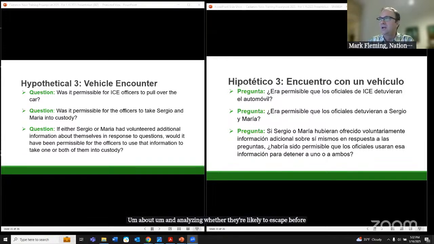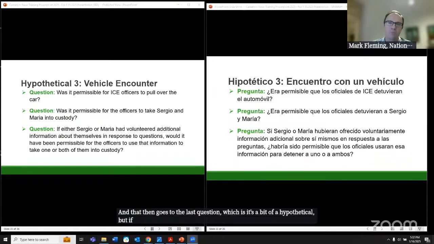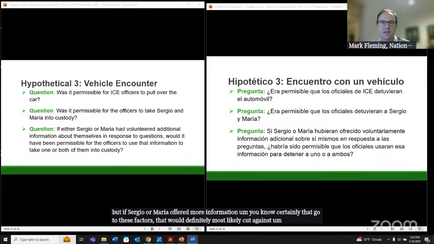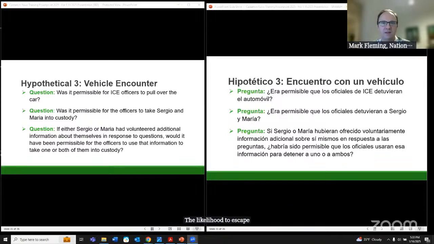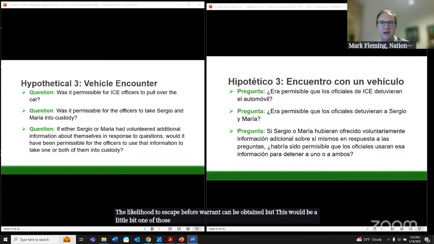And that then goes to the last question, which is, it's a bit of a hypothetical, but if Sergio or Maria offered more information, certainly that goes to these factors, that would most likely cut against the likelihood to escape before a warrant can be obtained. But this would be one of those that we would have to decide how aggressively we were going to go into court to seek enforcement.